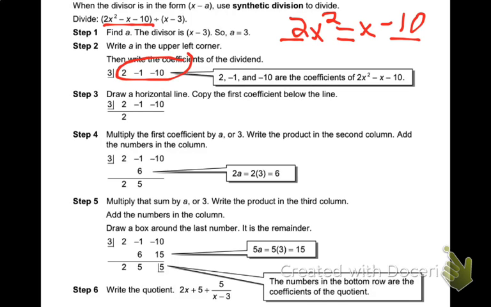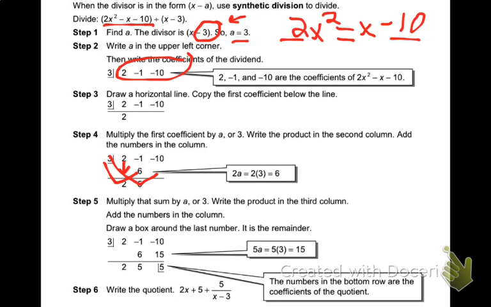I bring them over. I take what I'm dividing by, and I want to use the opposite there, because it's the a in the factor. So it says minus 3, I take the positive 3. What happens here is you bring the first coefficient down, and then you multiply and bring up. So 3 times 2 is 6. And you add down, and then you multiply and bring up.